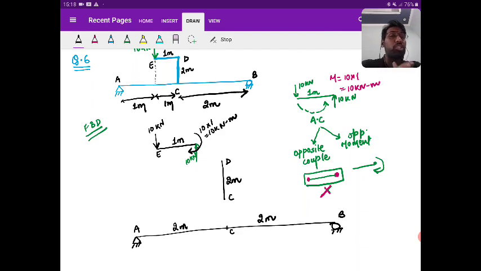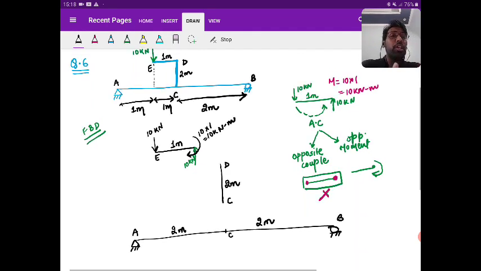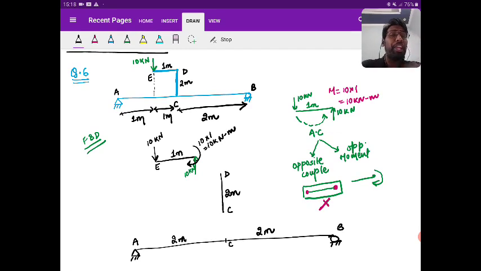So most of you have just joined. Just see what I am telling. This is the beam attached to a frame, which is subjected to the vertical downward load of 10 kilonewton. So now what I am saying, due to this 10 kilonewton, I need to balance the member ED first.